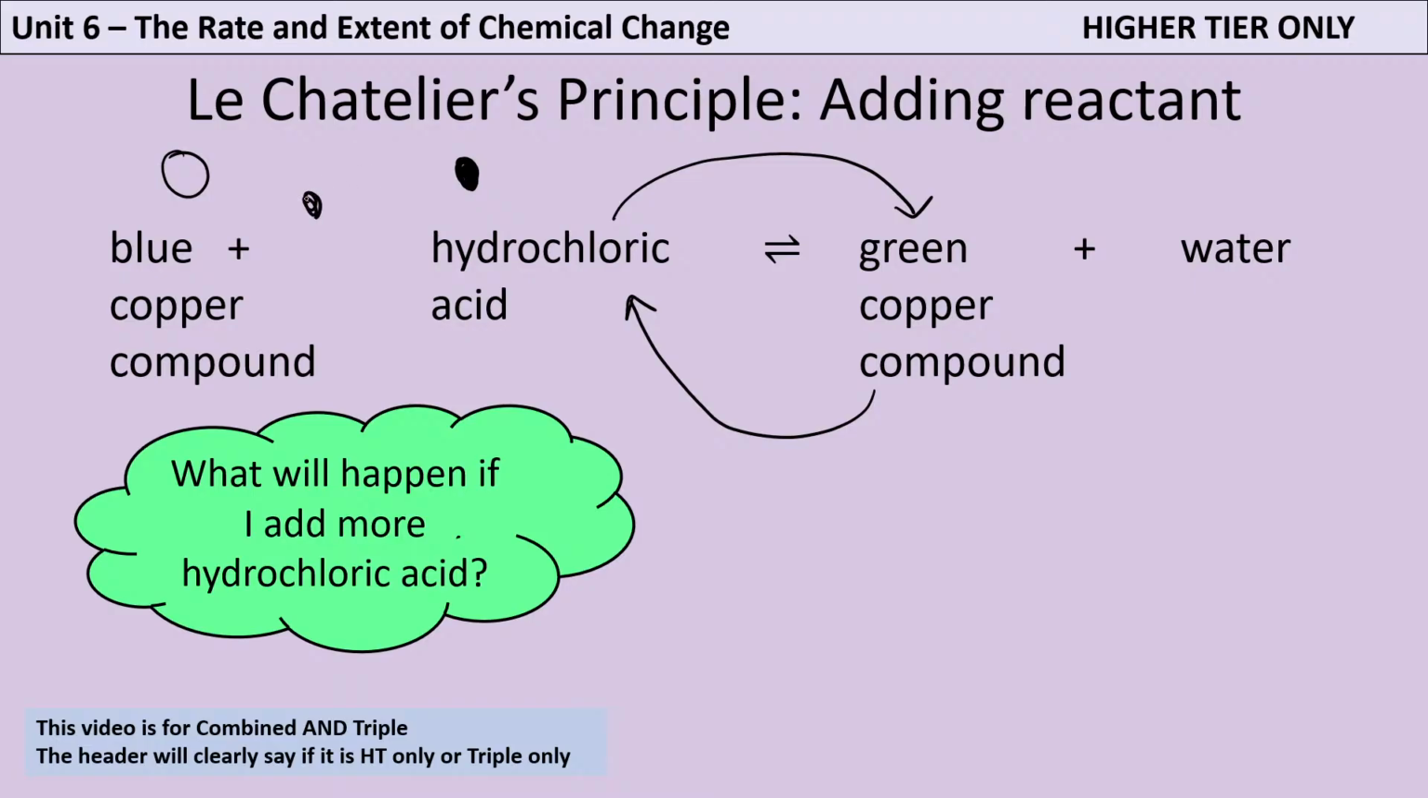If I suddenly add a load more hydrochloric acid into that reaction, then it's suddenly really likely that this particle here is going to collide with one of them, because there's a bunch more of them just hanging around waiting to be collided with.